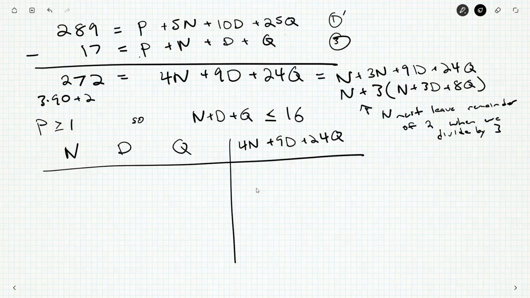Now, 272 is quite big. I imagine we're going to be using a bunch of these quarters just because 24 times the number of quarters will certainly beef this number up. So how many quarters could we have at most? 272 divided by 24 is 11.3 repeating. So I might be able to say we'll put 11 here, and then we'd get 24 times 11 is 264. That would leave 8 remaining for the remainder of the coins. So that'd be 0 dimes and 2 nickels. Well, hey, that works.